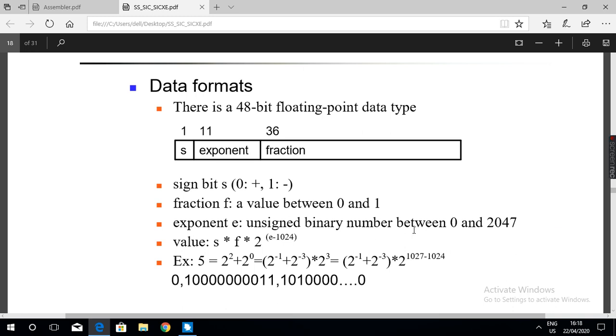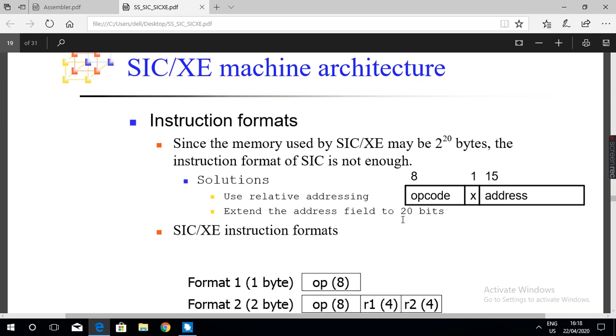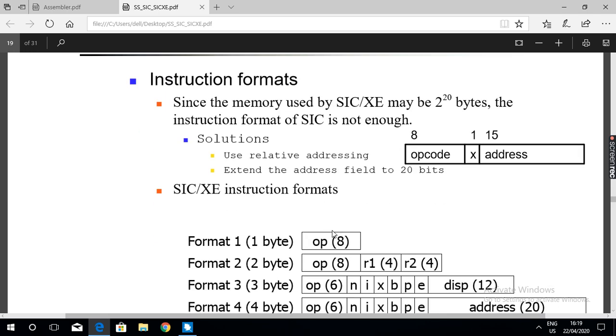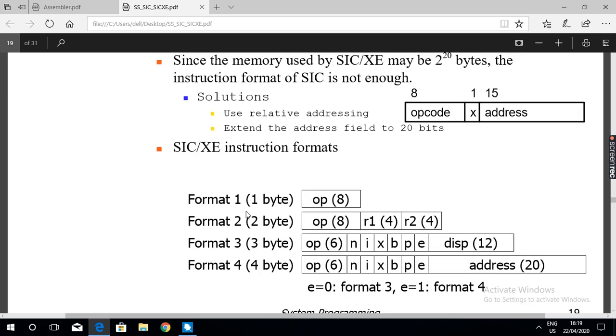Each integer value occupies 0 to 2047. Okay, instruction formats. SIC/XE uses one of the following formats to store each of the instructions.